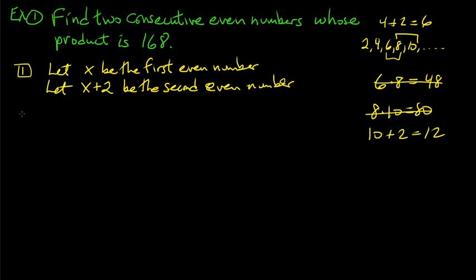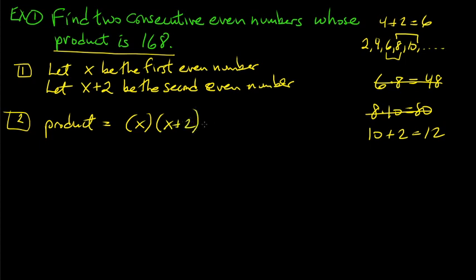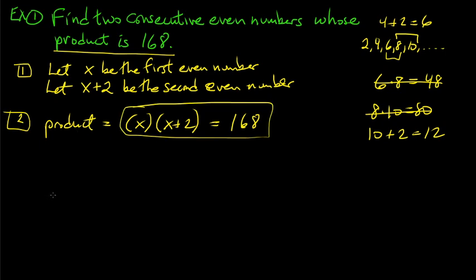How do we find them? Well, what do we know about these two numbers? Their product is 168. So let's write out the product. The product means you multiply: x times x plus 2. That product has to be 168. Well, look at that. This gives us an equation for x, and now we just have to solve that equation.